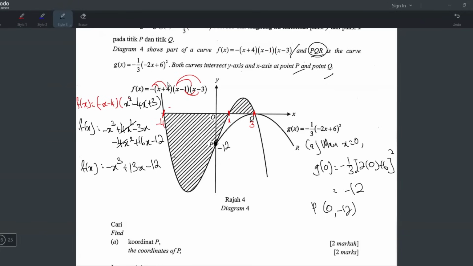Okay, let's try. 0 plus 4, 4, 0 minus 1, negative 1. Because you sub x equals 0 and then 0 minus negative 3, and then there's a negative. And then negative 4 times negative 1 is positive 4 times negative 3. You see, negative 12 also. Yeah, so it's the same lah. So you can do it like that also. Okay. All right, I'm done with my A.